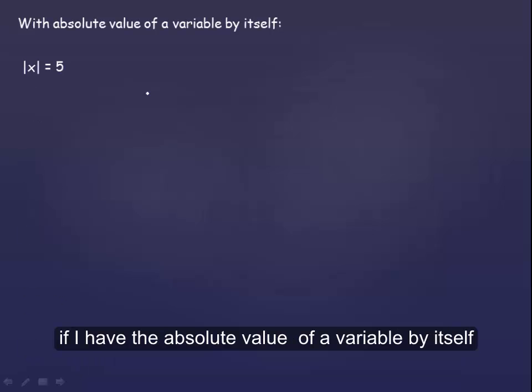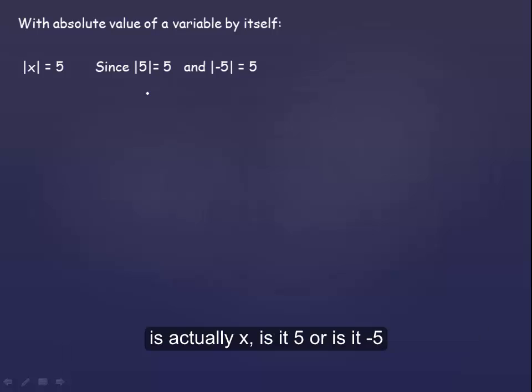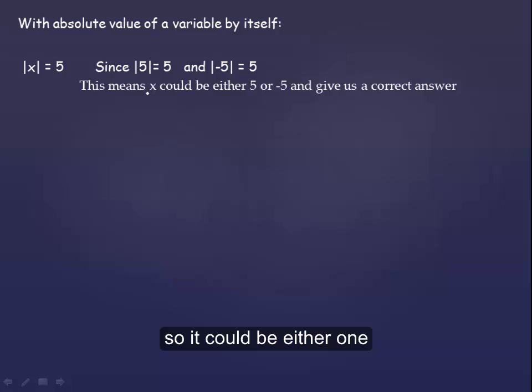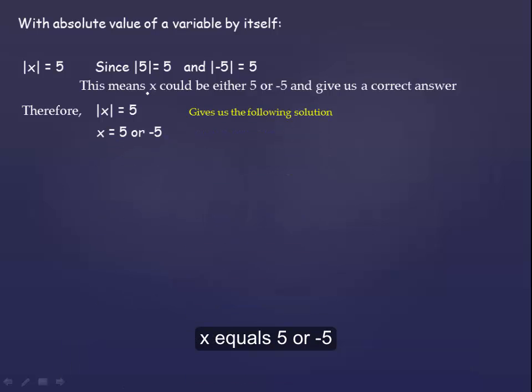If I have the absolute value of a variable by itself, since the absolute value of 5 is 5 and the absolute value of negative 5 is 5, I don't know which one of these is actually x. Is it 5 or is it negative 5? So it could be either one. Therefore, the absolute value of x equals 5 has two solutions, x equals 5 or negative 5.